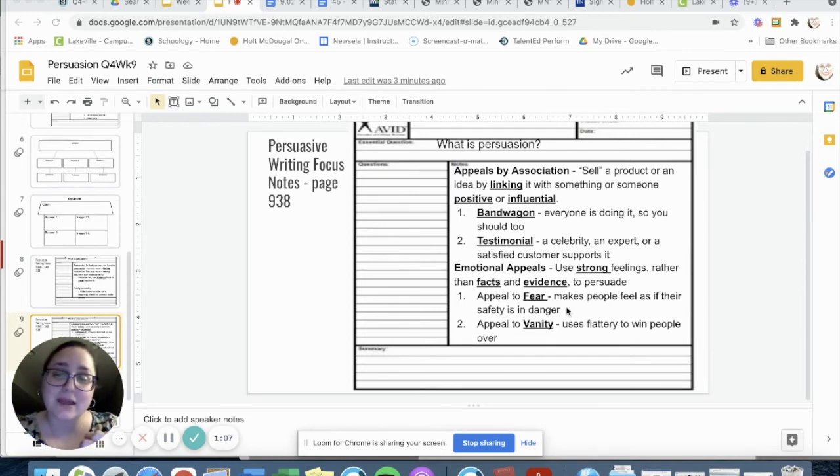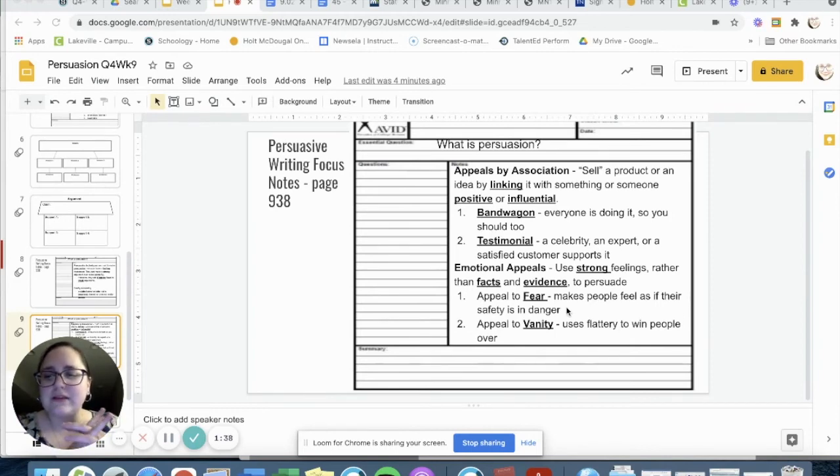First one is bandwagon. Everyone is doing it, so you should too. Jump on the bandwagon. That's an idiom that is used here in the United States to basically mean that you need to do what everybody else is doing because they're doing it too. Okay. The second one is testimonial. So basically a celebrity, an expert, or a satisfied customer supports it. So therefore you should buy it. You should buy into the idea.